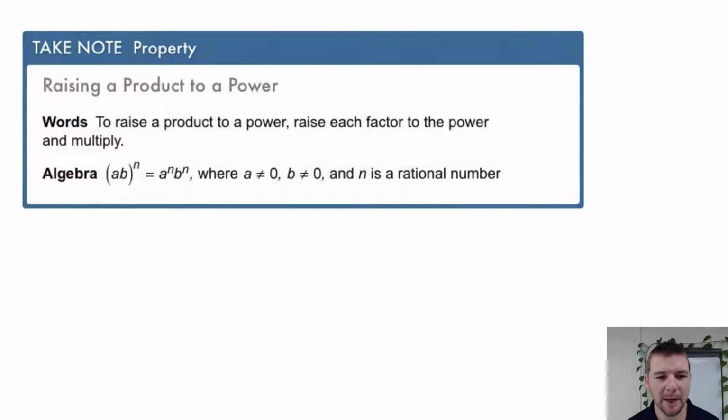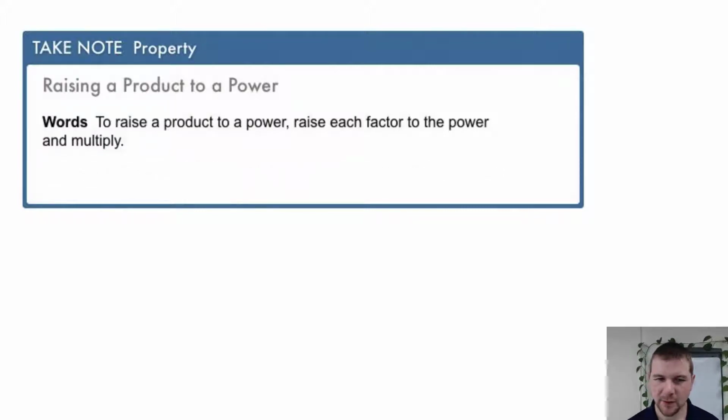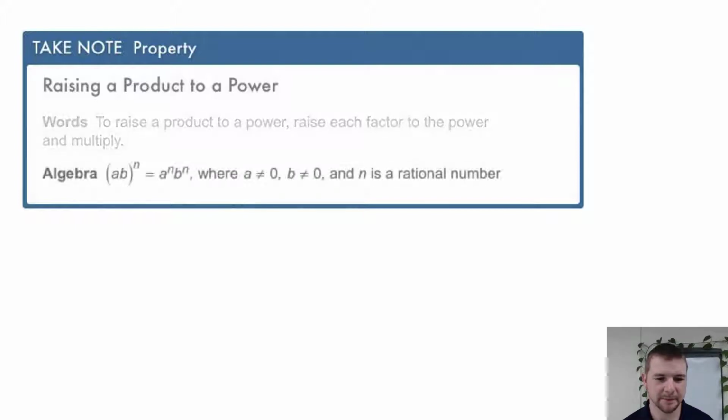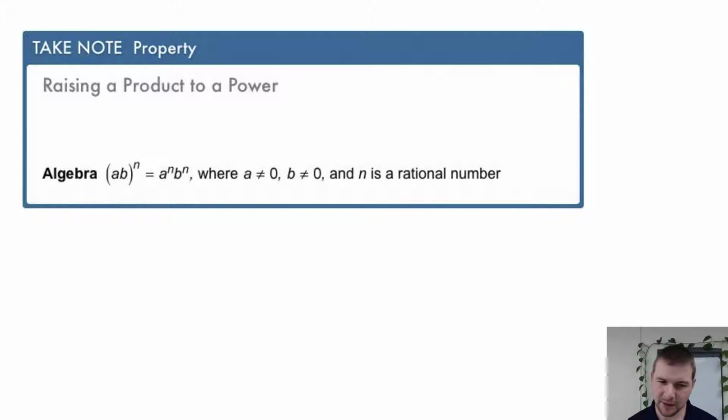Another property: raising a product to a power. In words, to raise a product to a power, raise each factor to the power and multiply. Demonstrated using algebra, (a times b) raised to the n power is equivalent to a to the n times b to the n, where a does not equal 0 and b does not equal 0, and n is a rational number.